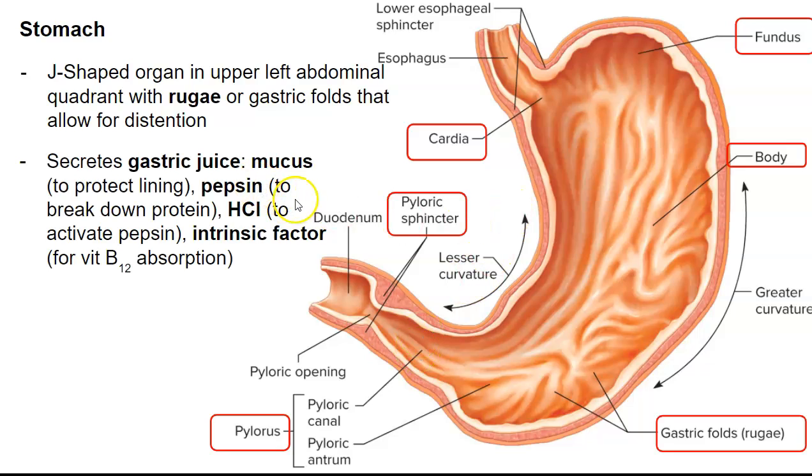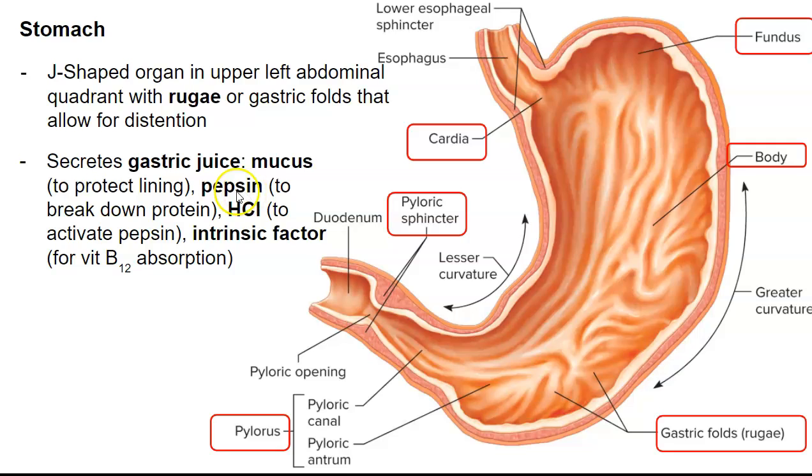The stomach secretes something called gastric juice. Gastric juice is kind of like a cocktail of enzymes and acids. One component of gastric juice is mucus that protects the stomach. So it literally keeps the stomach from digesting itself. That mucus does. There's pepsin.